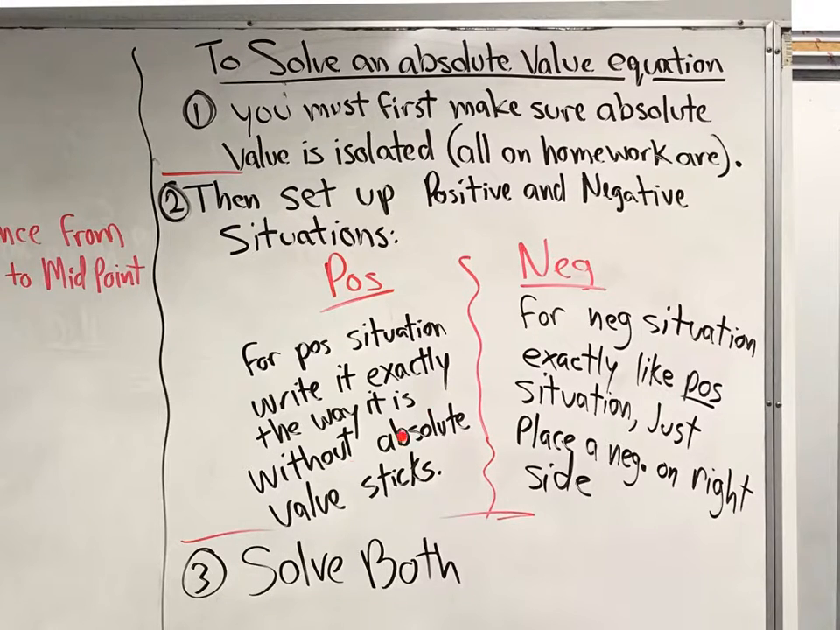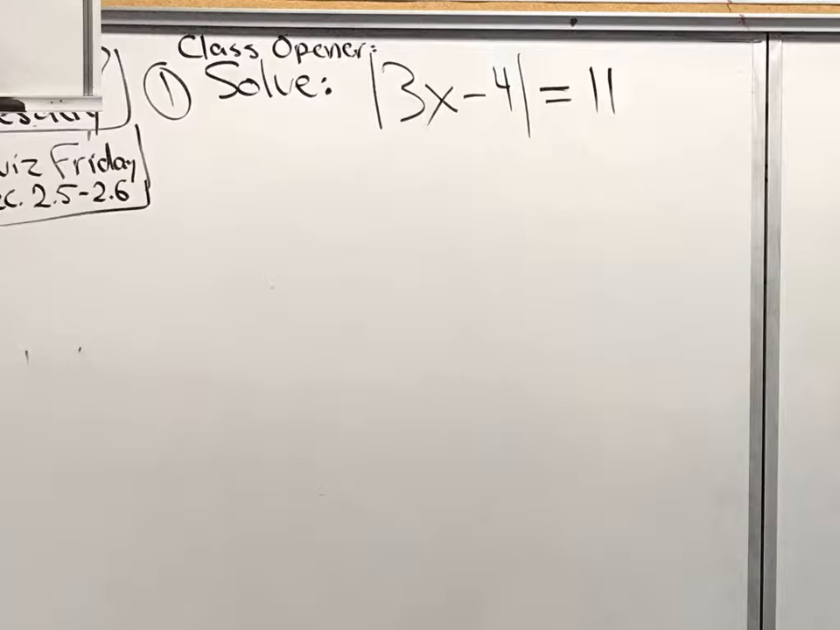So for the positive situation, write it exactly the way it is without the absolute values. For the negative situation, write it exactly the way the positive situation is without the sticks, but also place a negative on your right side. And then step 3 is a solve. So we already know that this is isolated. So let's move on to setting up the positive and the negative situation.